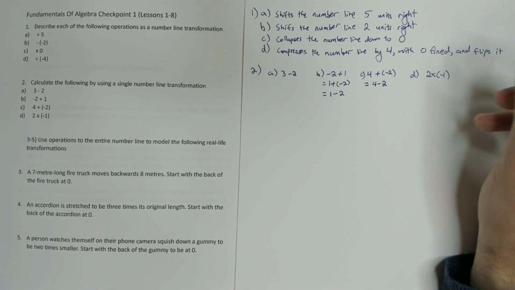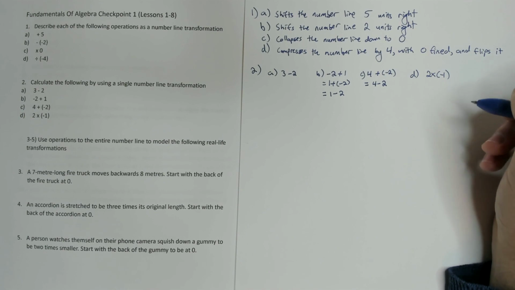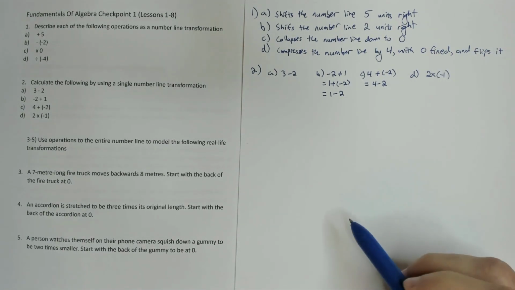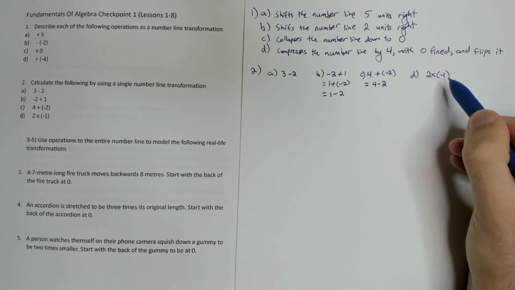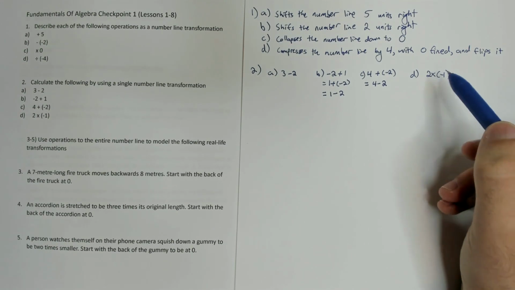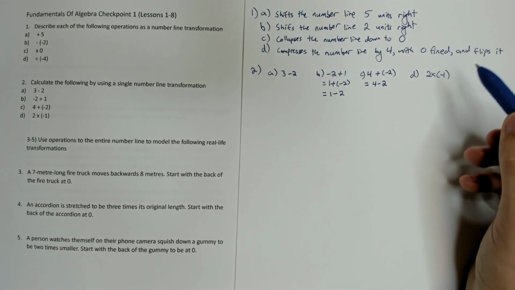And then right here, this one's a little trickier. We have 2 times negative 1. Well, what does multiplying by negative 1 do? That's basically flipping the number line, right? We saw that in the video on perspectives on negatives. So what does flipping the number line do? Same thing as flipping from 2 to whatever the negative version is, right?